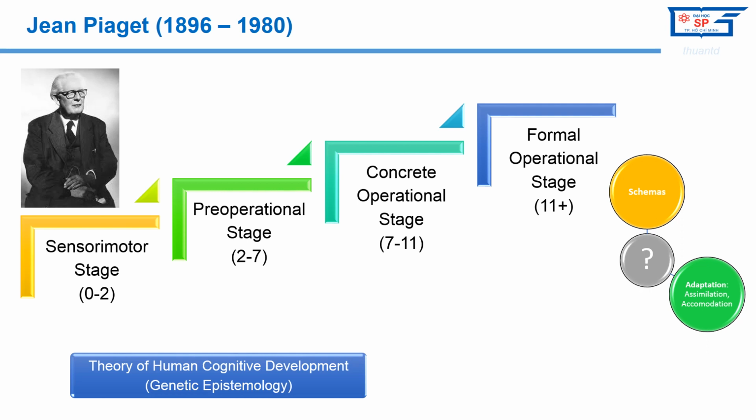In accommodation, people change their existing ideas or schemas due to a new experience or new information. These processes may give rise to the development of new schemas. Equilibration refers to achieving a balance between inner knowledge and the environment through assimilation and accommodation.